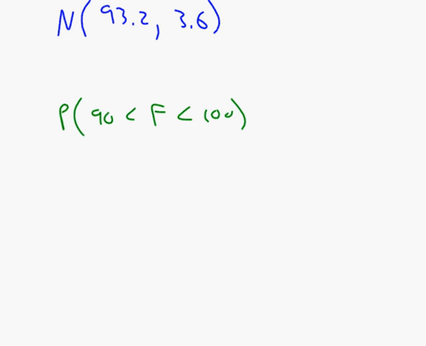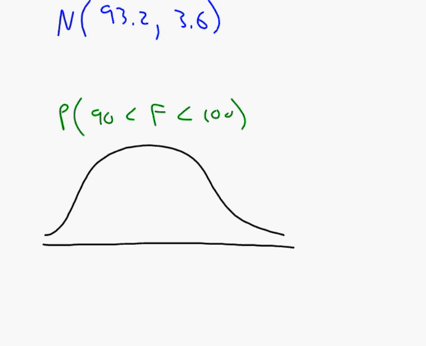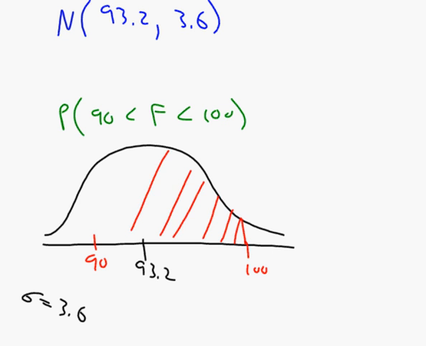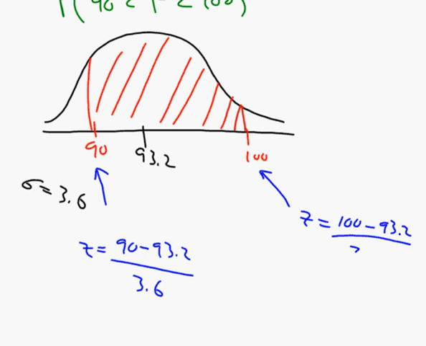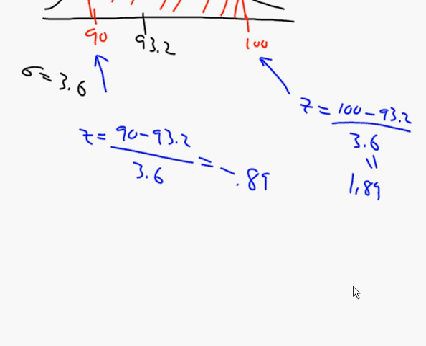So here we go. Draw a little picture of this thing. Here's a normal distribution. Not a great picture, but here's 93.2 in the middle. Standard deviation is 3.6. We'll mark 90 over here and 100 out here, and we're going to find that area. So we need some z-scores, and then we'll look up some things on some charts and be done with it. The z-score here is going to be 90 minus 93.2 over the standard deviation of 3.6. And over here, the z-score will be 100 minus 93.2 over 3.6. These turn out to equal negative 0.89 and 1.89, respectively.